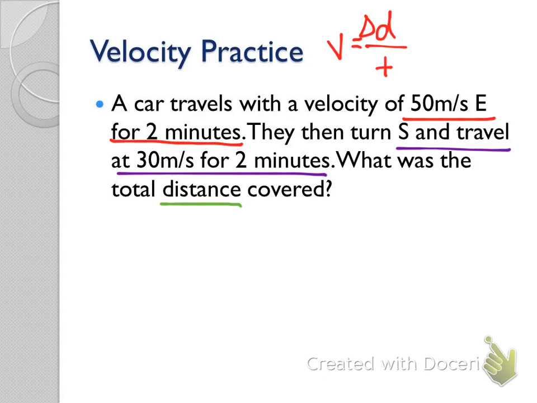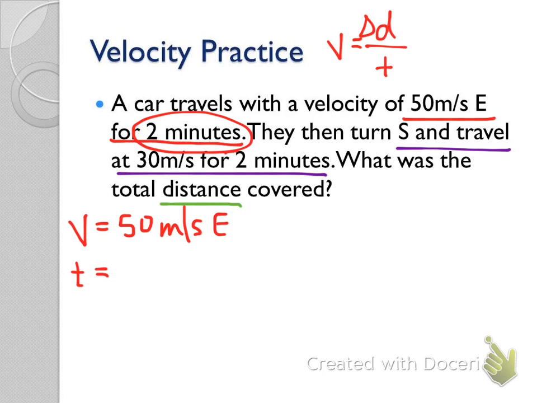So for the first part, our velocity is 50 meters per second east. What's our time here? 2 minutes. Can we leave it at 2? No, 120 seconds. Good. It has to be in seconds.